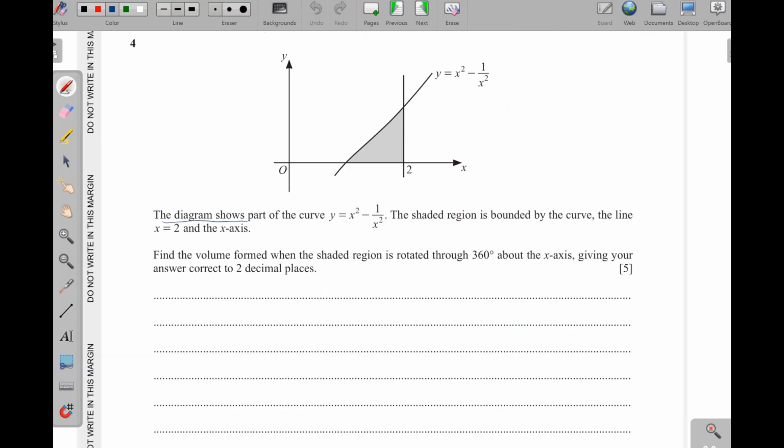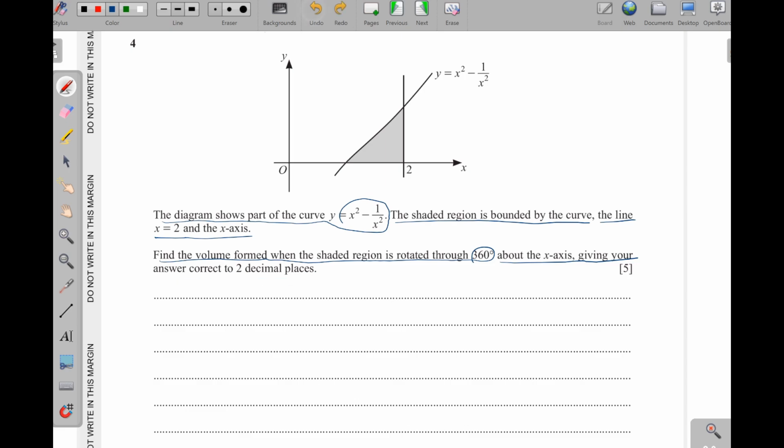Question 4. The diagram shows part of the curve y is equal to x squared minus 1 over x squared. The shaded region is bounded by the curve, the line x is equal to 2 and the x-axis. Find the volume formed when the shaded region is rotated through 360 degrees about the x-axis, giving your answer correct to 2 decimal places.